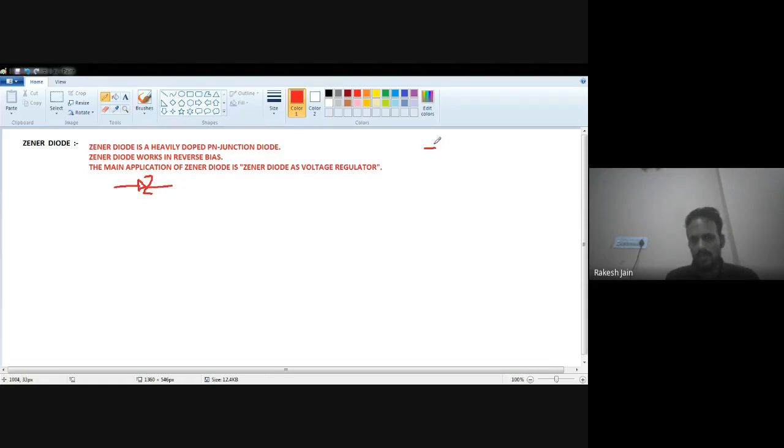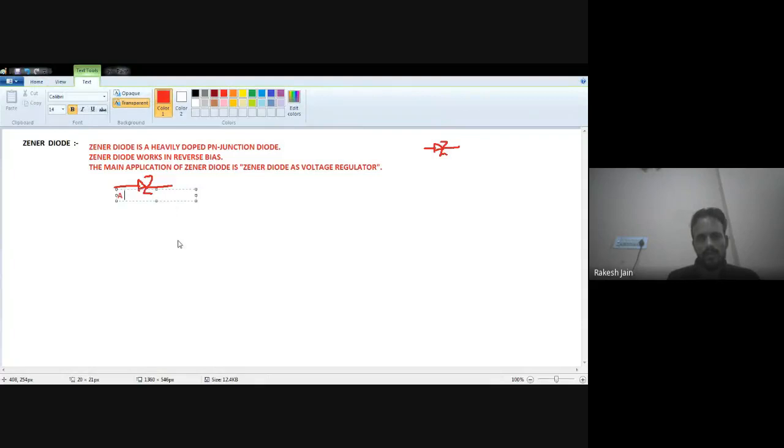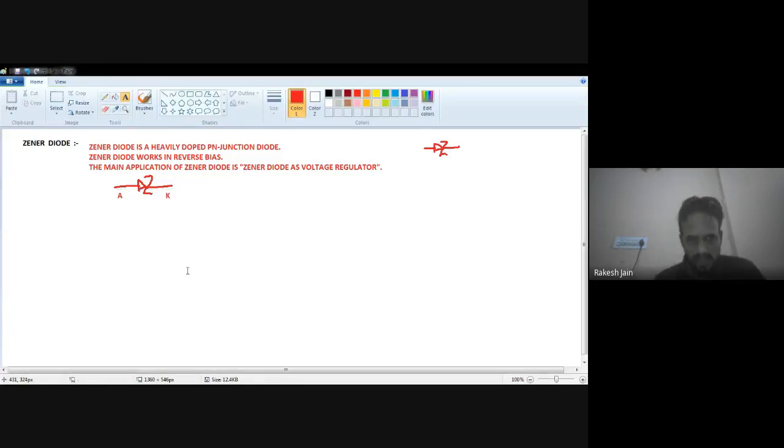A simple line is the anode terminal, and the cathode terminal looks like a Z shape. This is the symbol of the Zener diode. So this terminal is your anode, and the second terminal is your cathode. Right? So this is the symbol, meaning the cathode is in the shape of Z.